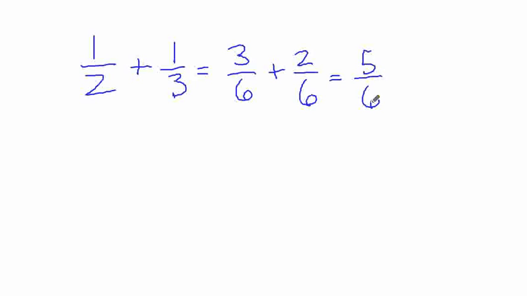How did I know to use the 6? Well, the 6 is the least common multiple of 2 and 3. That was one of the earliest examples that we did. And now you know how to find least common multiples. Therefore, you know how to find least common denominators, which are least common multiples.